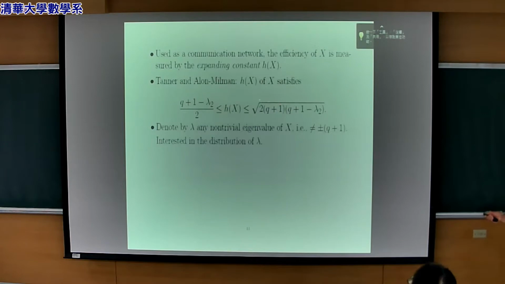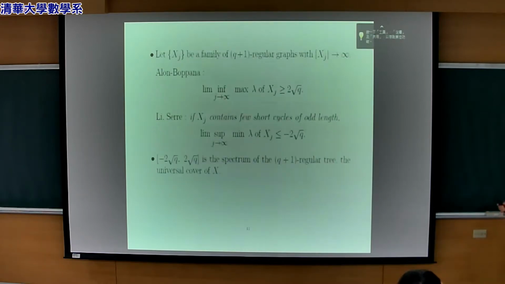So in computer science, one is interested in finding regular graphs which are very good when you use them as communication networks, with large expanding constant, which means with large spectral gap. So the question is, how large can this spectral gap be? That means that we want to understand the distribution of the non-trivial eigenvalues. That's the spectral theory for the regular graphs.